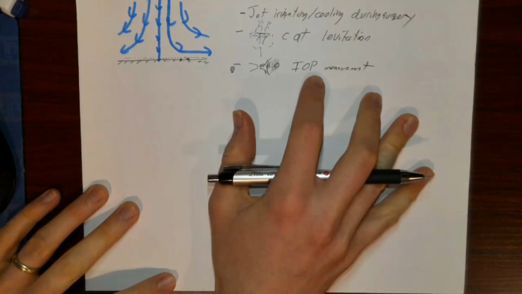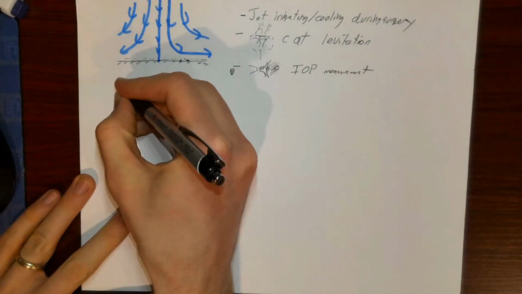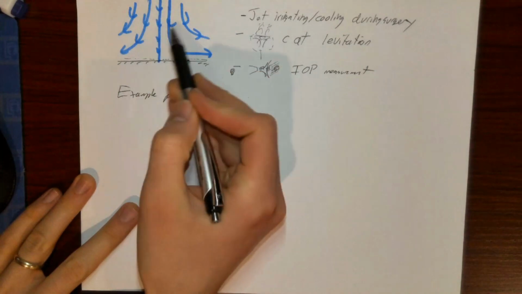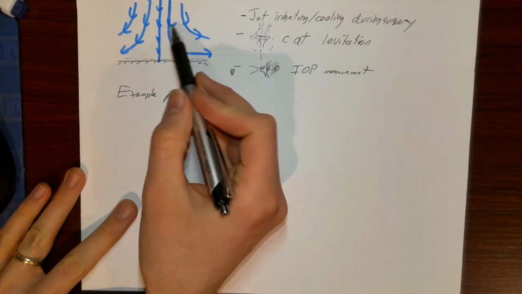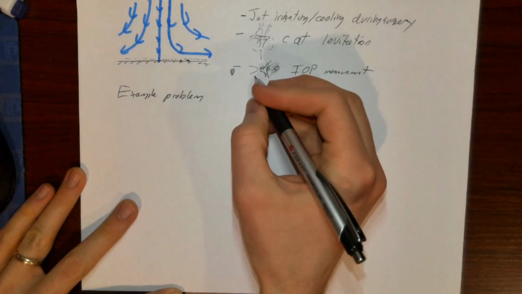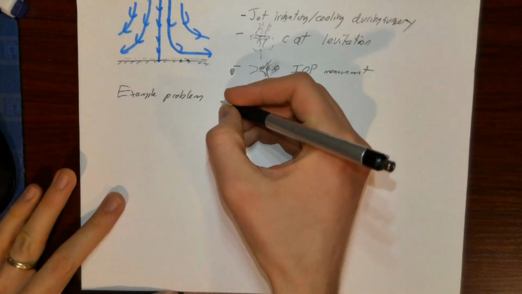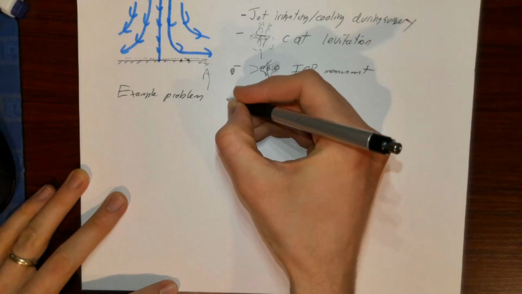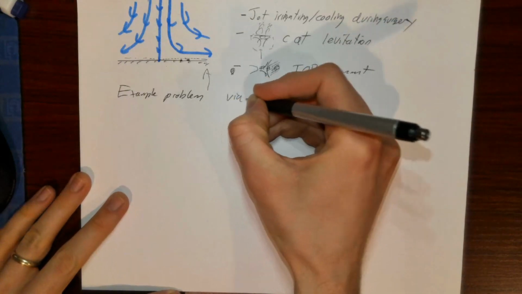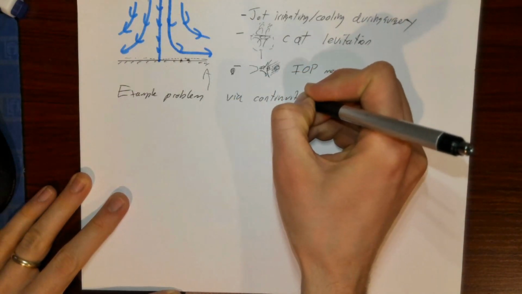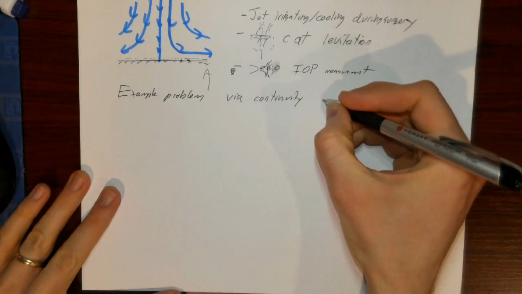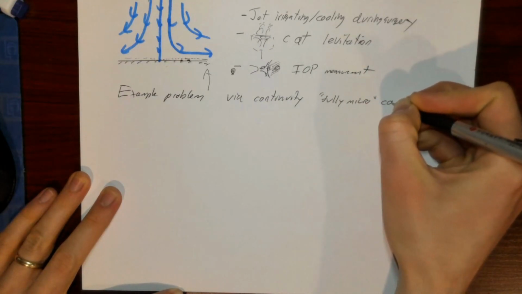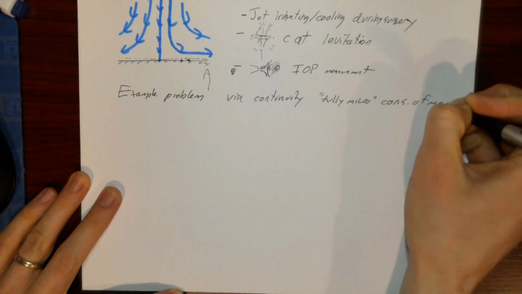So let's work out an example problem where we'll be able to get information about what the velocities look like in this flow, and we'll practice using continuity. So we'll investigate this flow, and we'll do so via the continuity equation, or as we called it in the previous lecture, fully micro conservation of mass. So that's the plan.